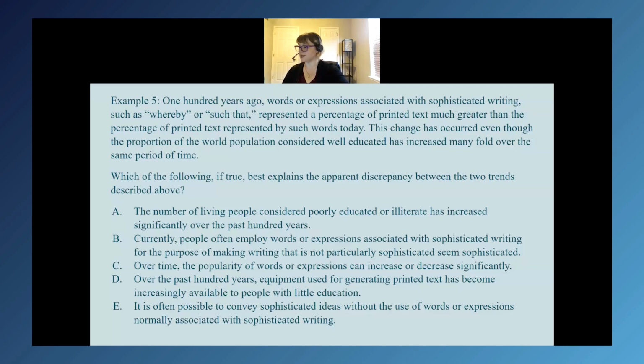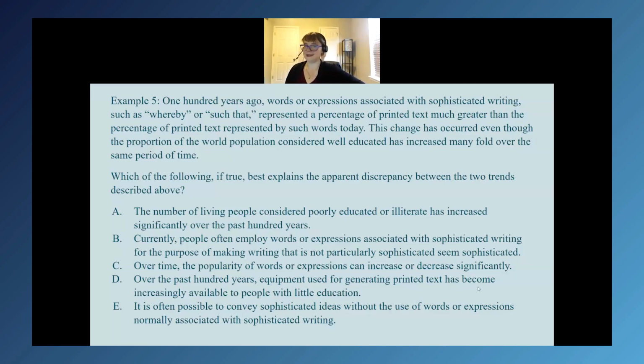B, currently, people often employ words or expressions associated with sophisticated writing for the purpose of making writing that is not particularly sophisticated seem sophisticated. This is sort of related, but it is not relevant. It does not resolve the paradox because we still have a higher percentage of well-educated people than ever before and a lower percentage of quote-unquote sophisticated writing. So even if people do this, the percentage is still lower. The paradox is not resolved.